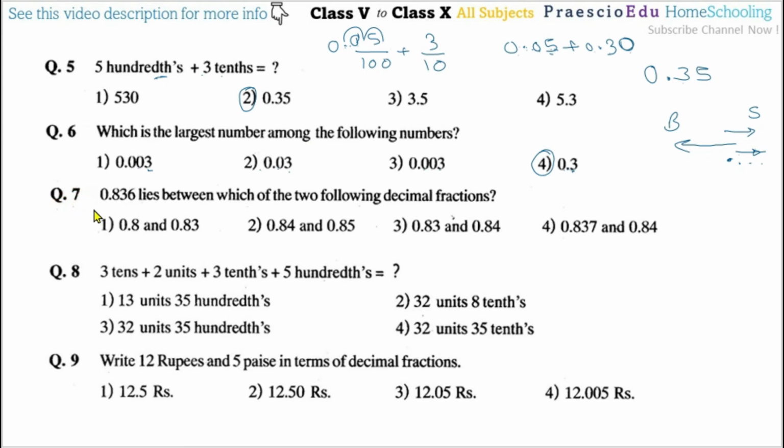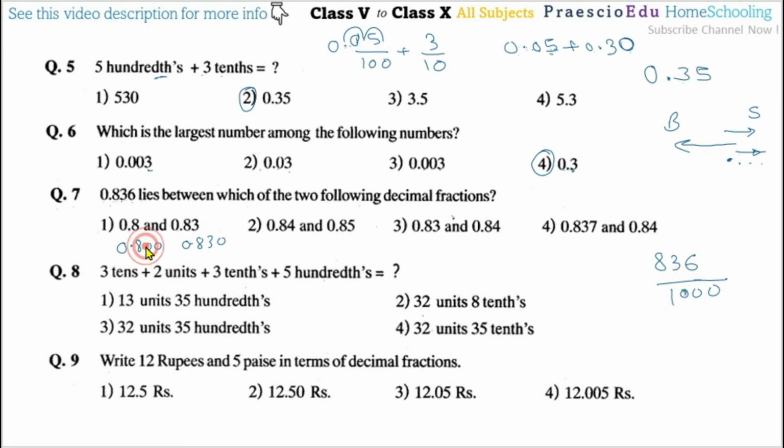Now question 7. 0.836 lies between which of the two following decimal fractions? We can write 0.836 as 836 divided by 1000. Now 0.8 we can write as 0.80, and 0.83 as it is, only adding a 0 for understanding purposes, with thousands in the denominator.